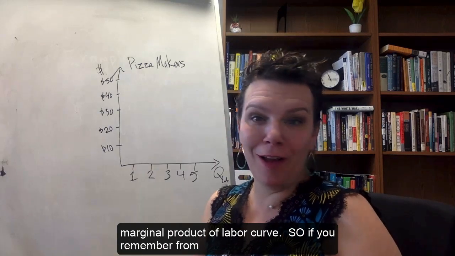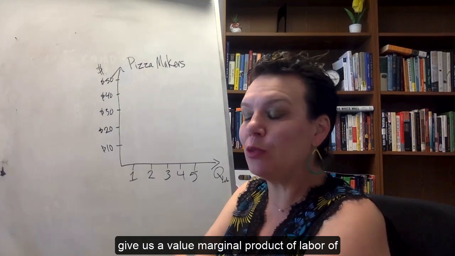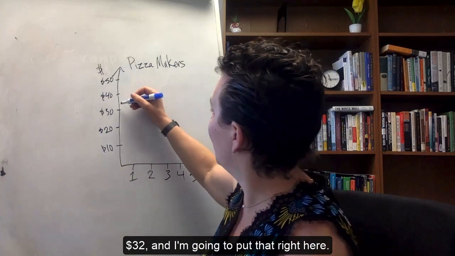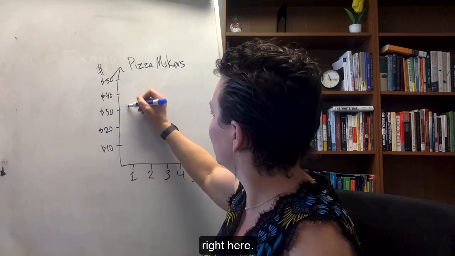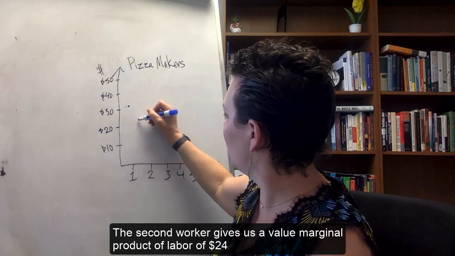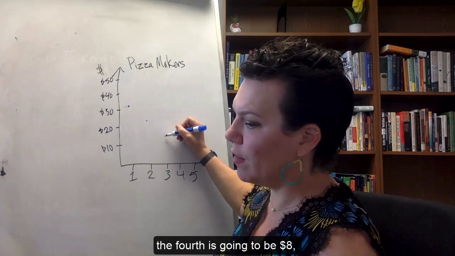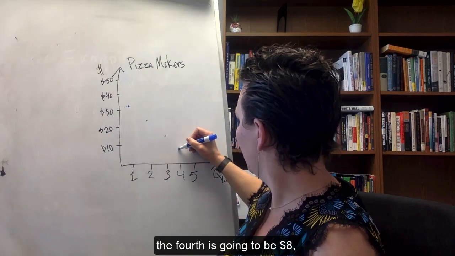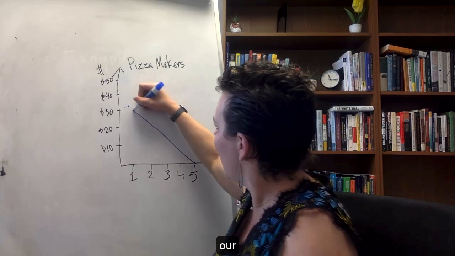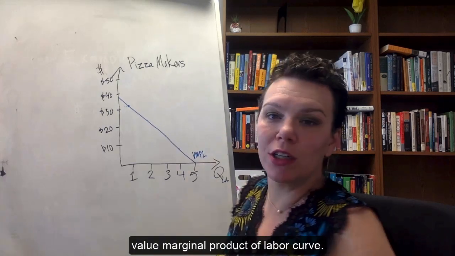If you remember from the chart I was just showing you, the first worker gives us a value marginal product of labor of $32. I'm going to put that right here. The second worker gives us a value marginal product of labor of $24. The third is going to be 16. The fourth is going to be 8. And the fifth is going to be 0. So this is our value marginal product of labor curve.